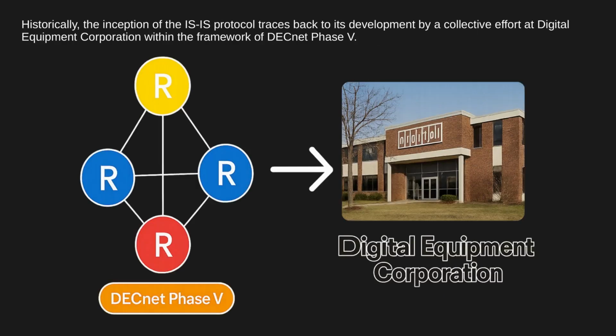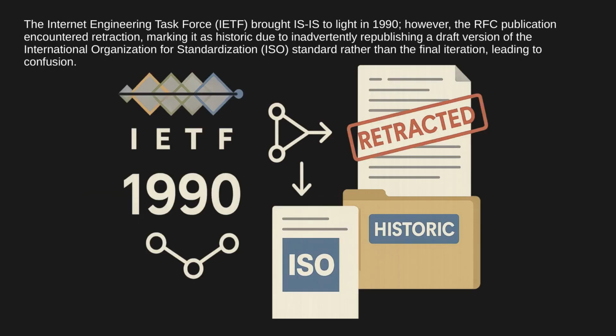Historically, the inception of the ISIS protocol traces back to its development by a collective effort at Digital Equipment Corporation within the framework of DECnet Phase 5. The Internet Engineering Task Force, IETF, brought ISIS to light in 1990. However, the RFC publication encountered retraction, marking it as historic due to inadvertently republishing a draft version of the International Organization for Standardization, ISO, standard rather than the final iteration, leading to confusion.